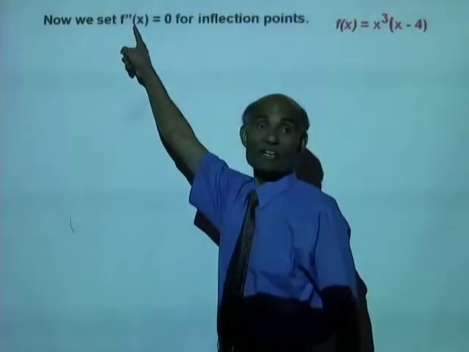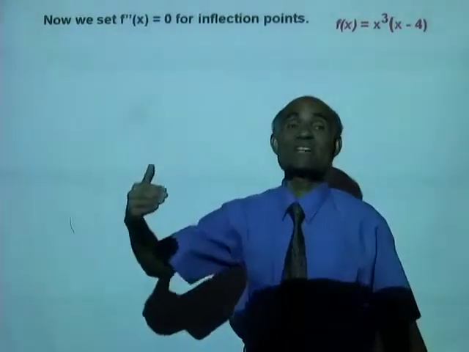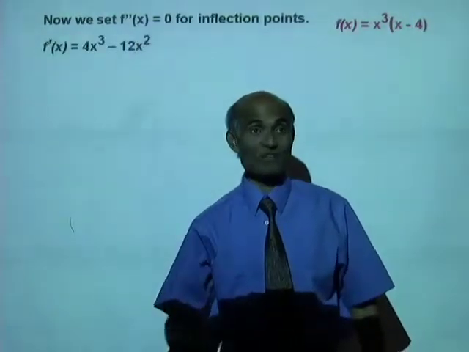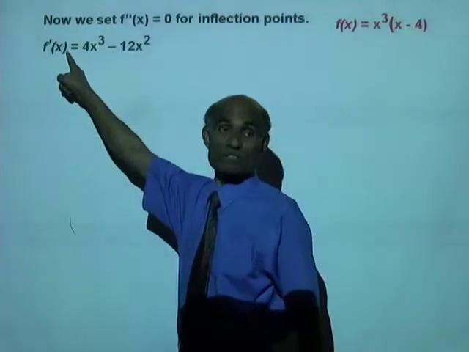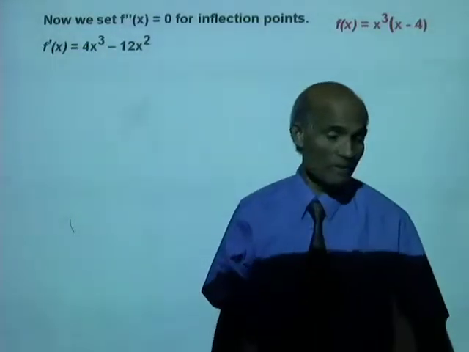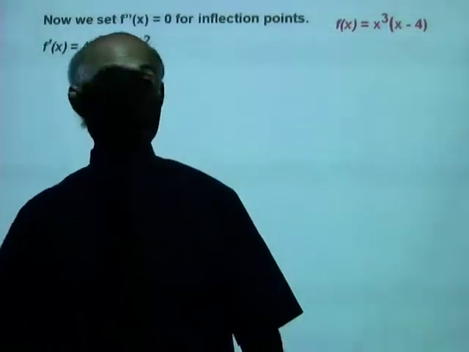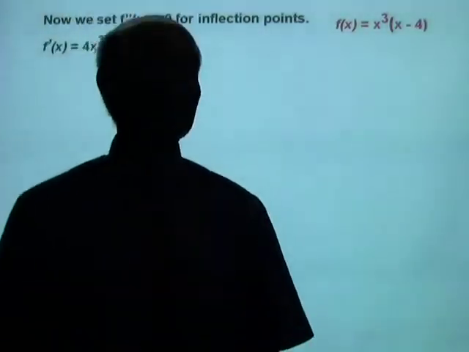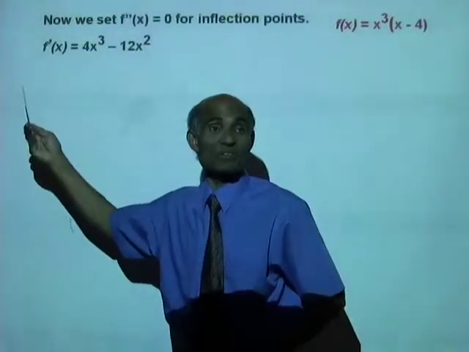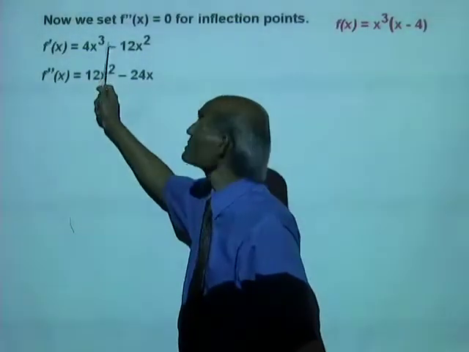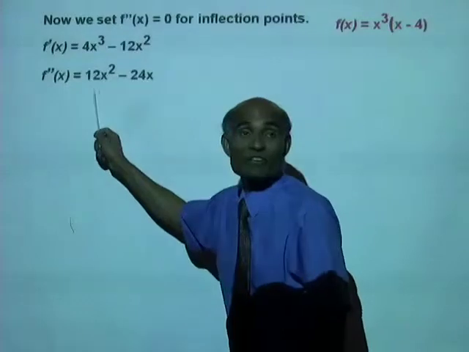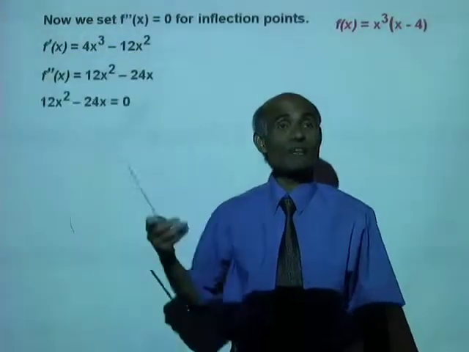And we do that by finding the second derivative and setting it equal to 0 to find the points of inflection. Well, you notice from our discussion earlier, the first derivative is 4x cubed minus 12x squared. Is that right? Yes. Now, if you find the derivative of this, you get the second derivative. So what is that? The second derivative is 12x squared minus 24x. And set this equal to 0 to get your points of inflection.